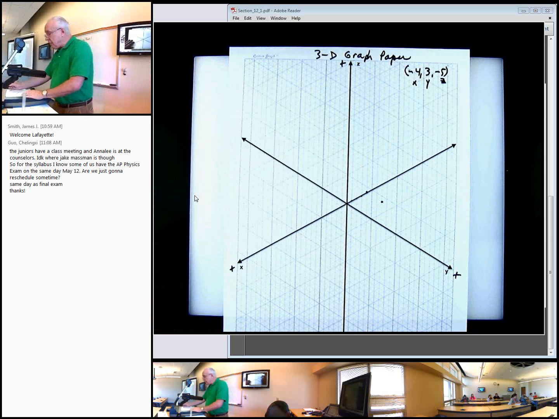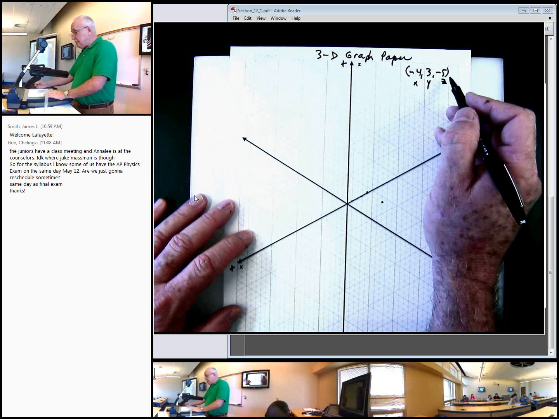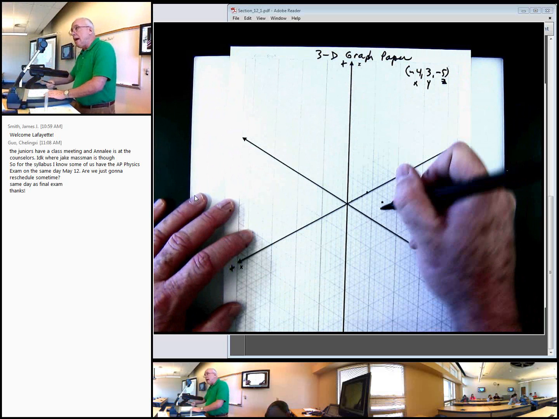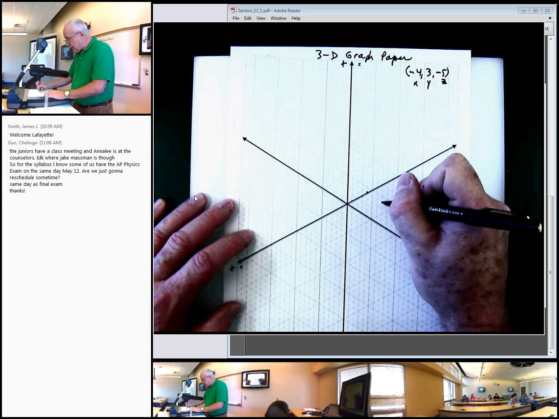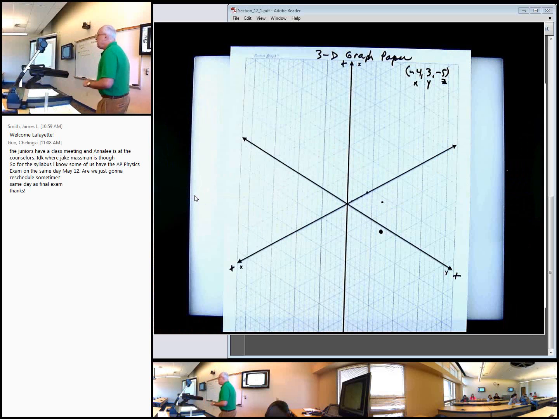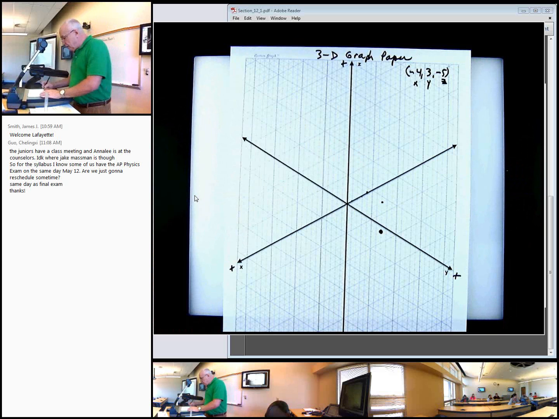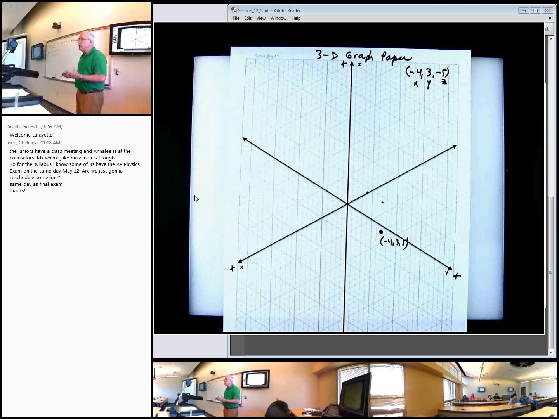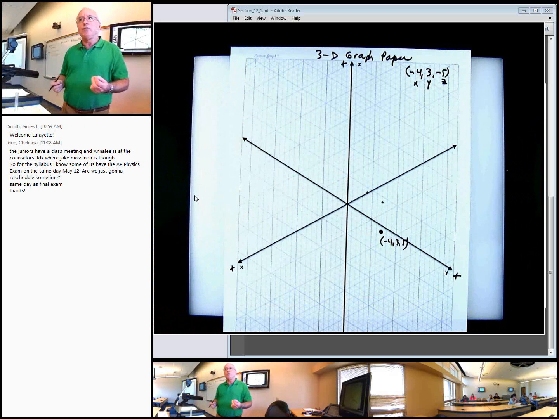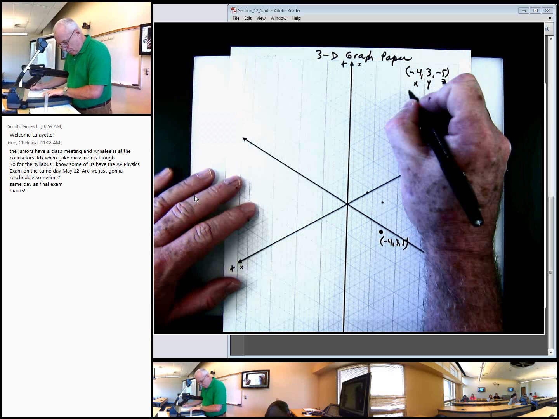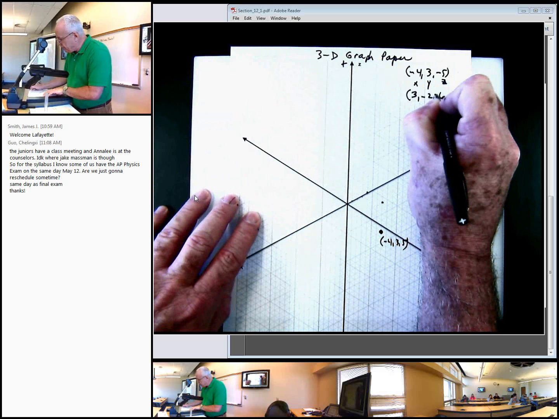Then finally I need to go to my Z. My Z is the up and down. Z is -5, so I need to go down to the negative area 5 steps: 1, 2, 3, 4, and 5. And right there is my point, -4, 3, and -5. So it's a little bit trickier. You obviously need an additional step. You have to be a little more careful, perhaps, in plotting these points. Let me do one more point: 3, -2, and -6.